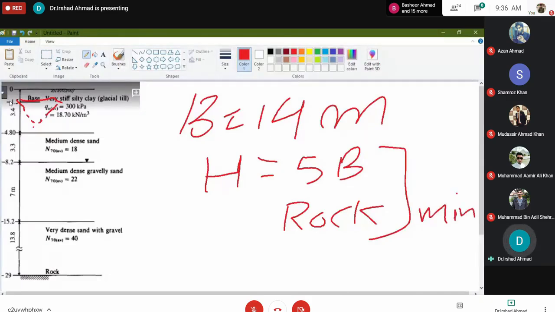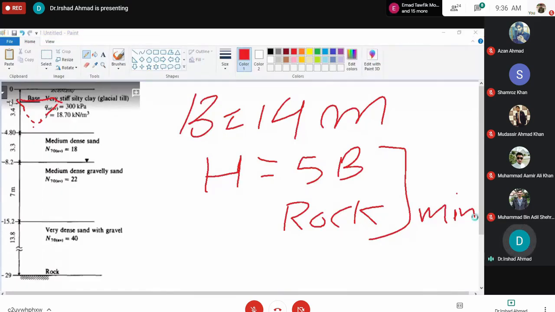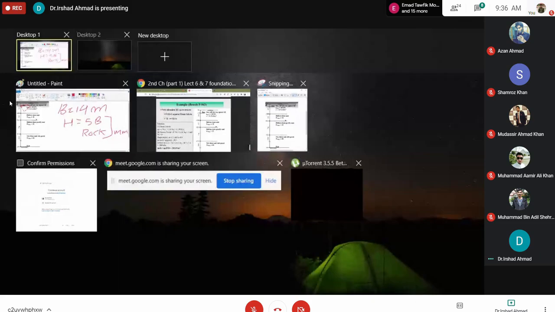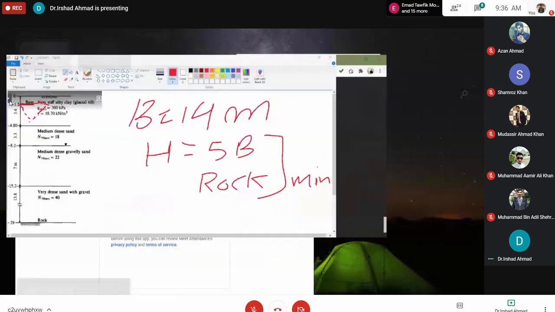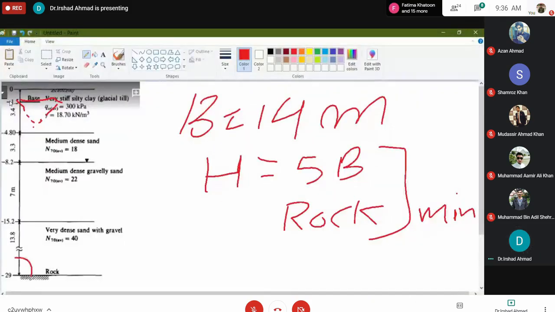Here, rock depth is closer, minimum, so you have to find the rock depth. Rock depth is 29 meter from the ground surface. But from the base of the footing, H is equal to 27.5 meter.